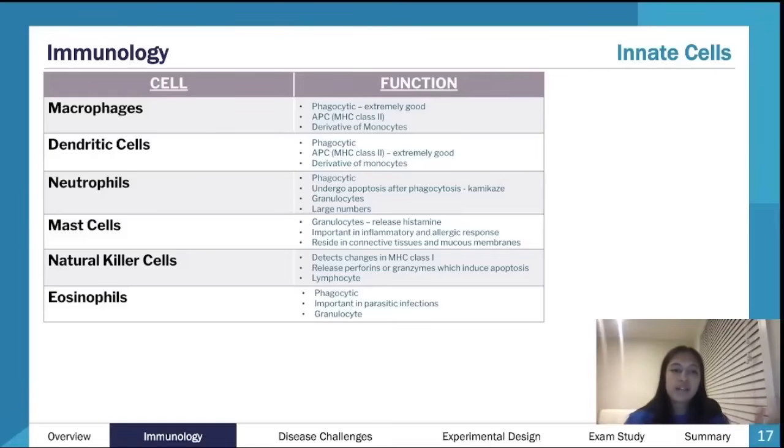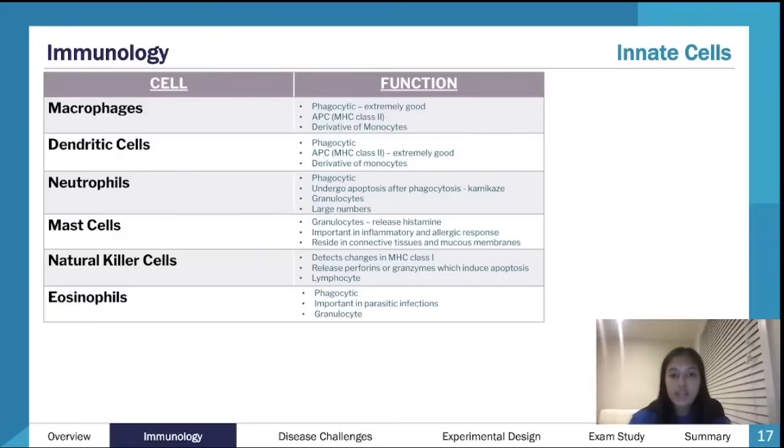Your dendritic cells, I should mention as well, are antigen presenting cells, so APCs, which is why they've got MHC class 2. Your dendritic cells are APCs as well, and they're the best of the best. Your macrophages are very well known for phagocytosis, and your dendritic cells are very well known for antigen presenting. So that's something to be aware of.